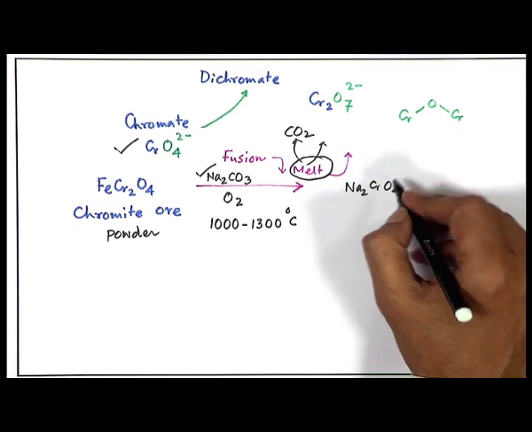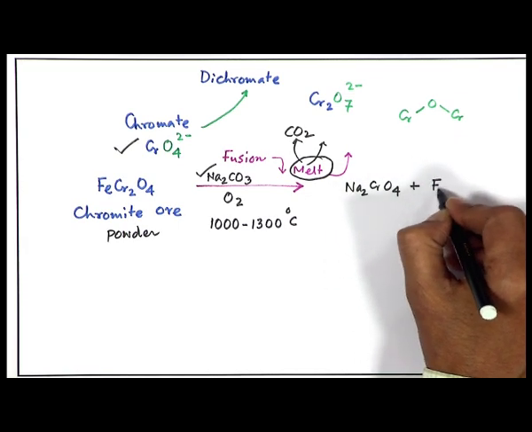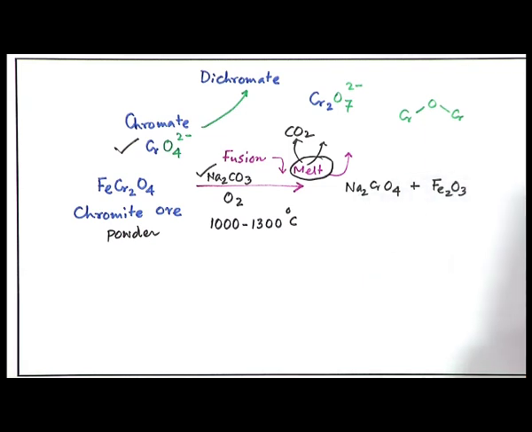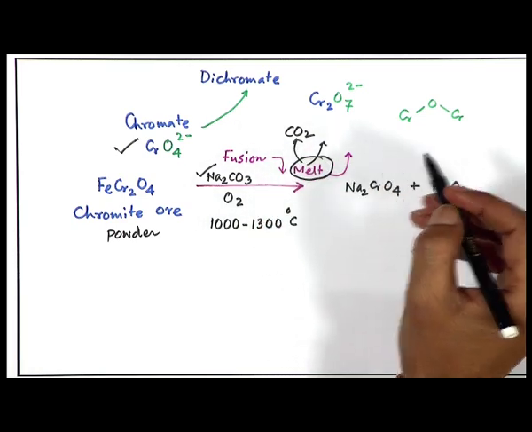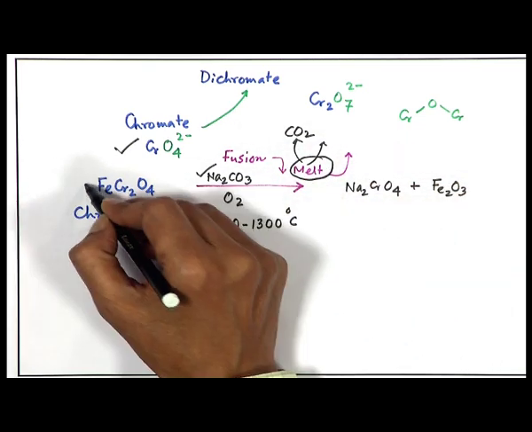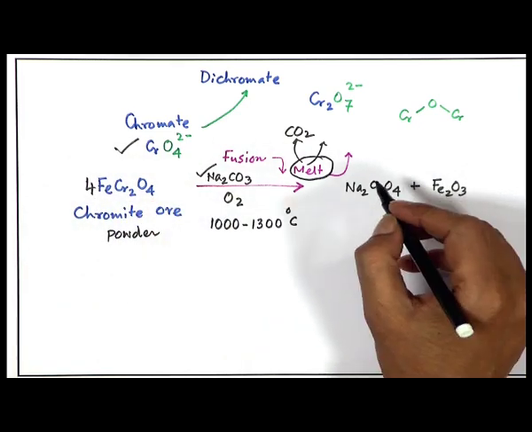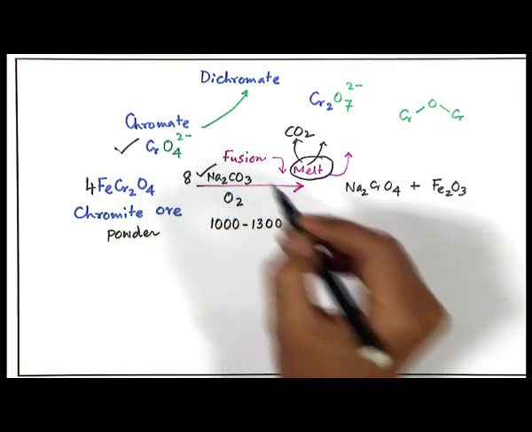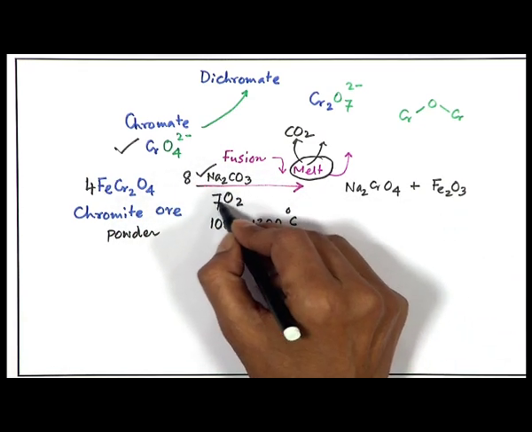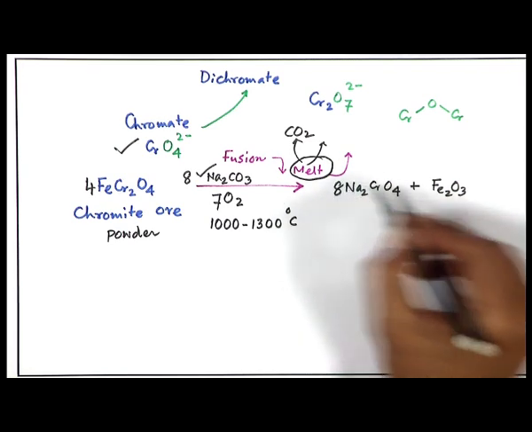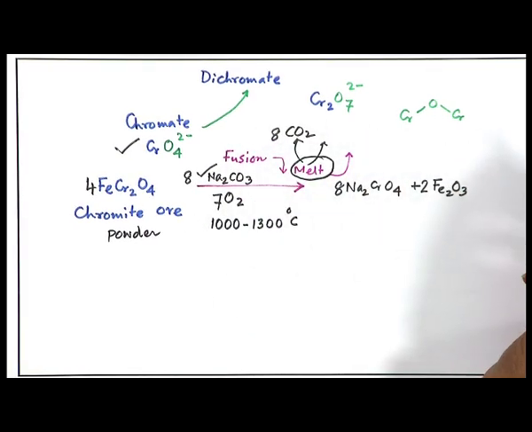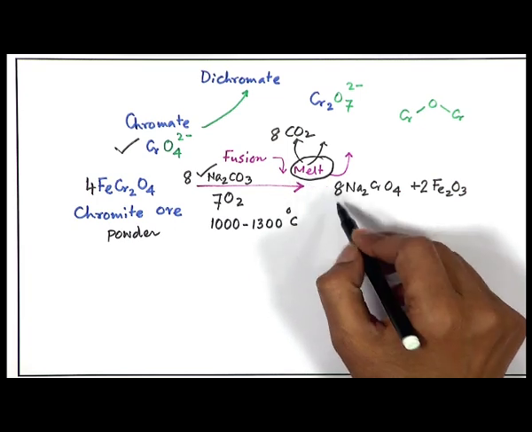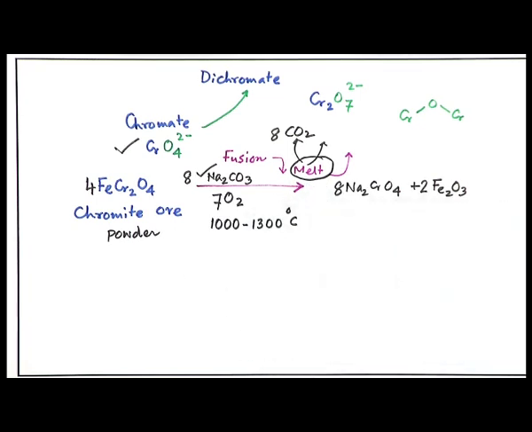This gives rise to the formation of Na2CrO4, chromate, along with some Fe2O3. Iron will not give some kind of ferrate there; only ferric oxide forms, with the elimination of carbon dioxide. If we use the mole ratio of 4 with 8 of Na2CO3 and 7 of O2, we get 8 of Na2CrO4, twice of Fe2O3, and 8 of CO2 goes out. So, the melt is formed at a higher temperature.